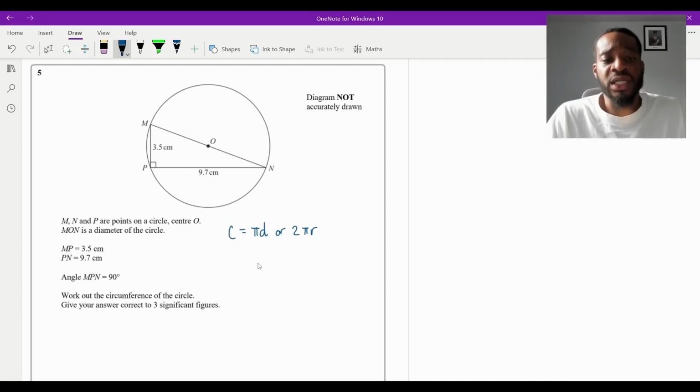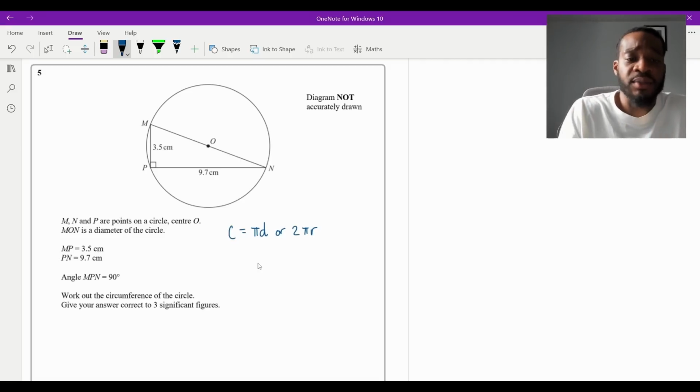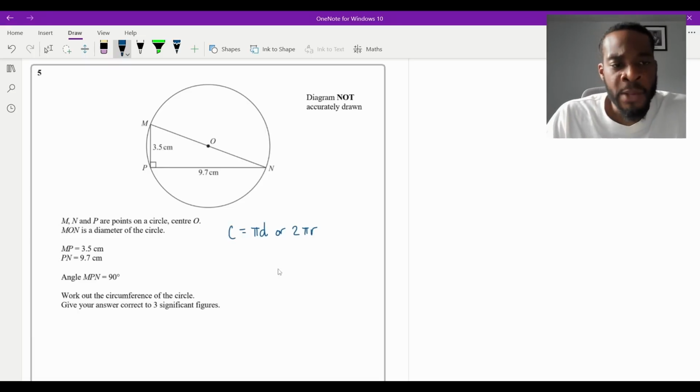So what you want to do is calculate what the diameter is, and then times it by pi, or find out what the radius is, times it by 2 pi, whatever you want to do. I think it's best to just do the diameter because it's just two things times together. Anyways, how do we do that though? Well, we actually have a right angle triangle, and we can see that MON is the diameter.